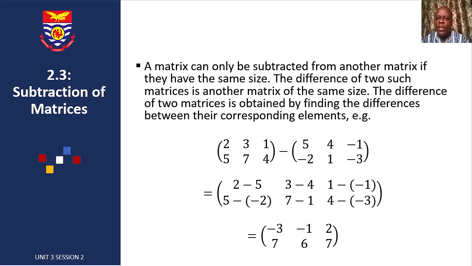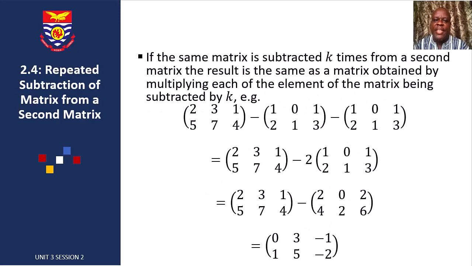So the first one will be 2, which is the first entry of the first matrix, minus 5, which is the first entry of the second matrix. And so that will give you negative 3. Then the next one is 3 minus 4, and that gives you negative 1. The next one is 1 minus negative 1, and that gives you 2. Then you come to the second row. 5 minus negative 2 will give you 7. Then 7 minus 1 will give you 6. And then 4 minus negative 3 will give you 7 as your final answer.